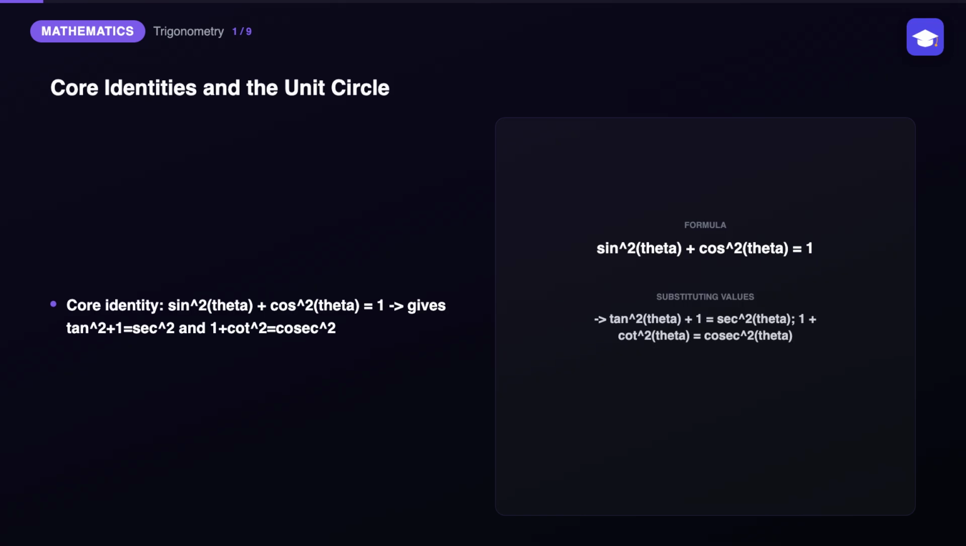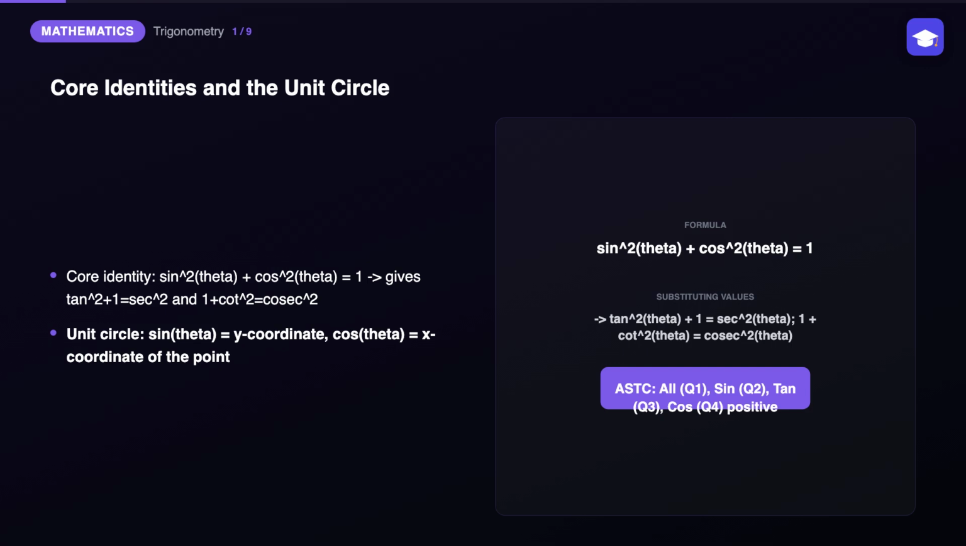Every trigonometric identity in this entire chapter ultimately traces back to just one single foundational relationship: sine squared theta plus cosine squared theta equals 1, which comes directly from the Pythagorean theorem applied to a point on the unit circle. Dividing this identity through by cosine squared theta gives tan squared theta plus 1 equals secant squared theta, while dividing through by sine squared theta instead gives 1 plus cot squared theta equals cosec squared theta. These three Pythagorean identities together appear constantly throughout this entire chapter.